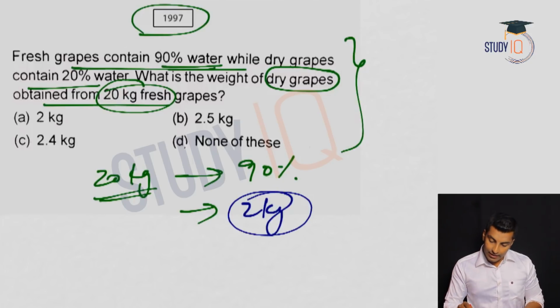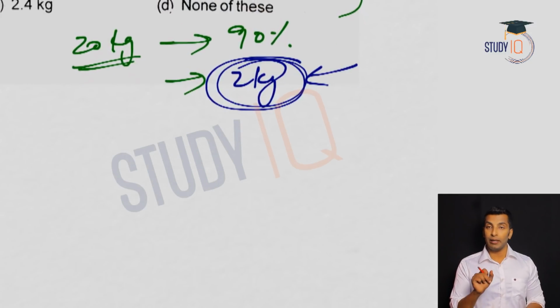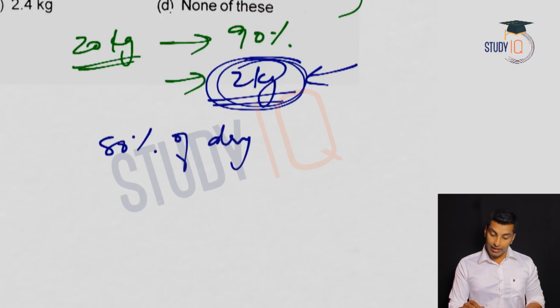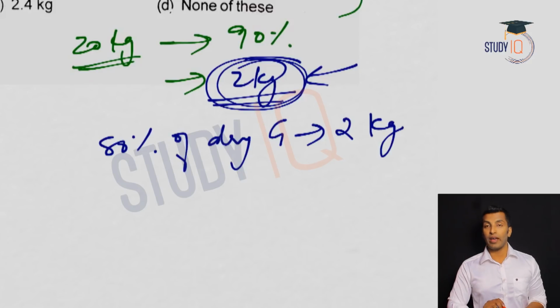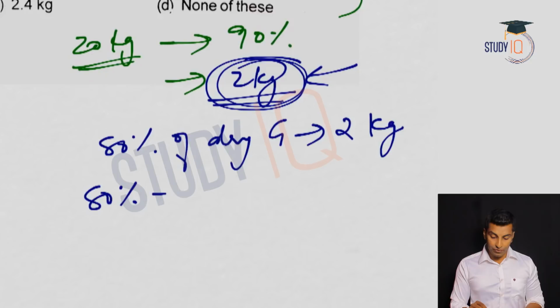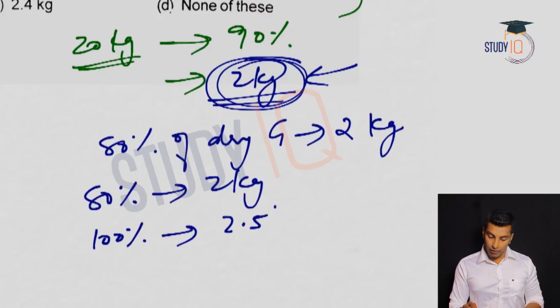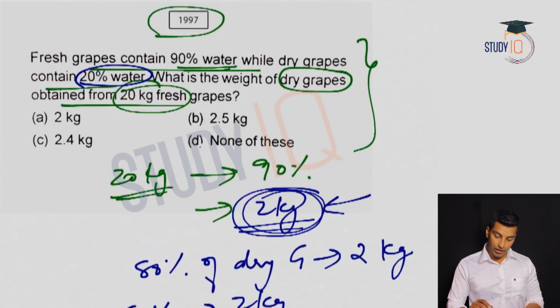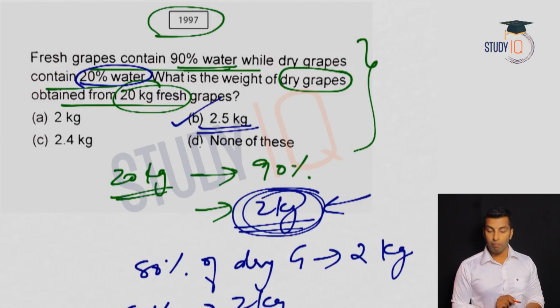Can I tell this as dry grape? No, obviously not, because dry grape should contain 20% water. So what is this 2 kg? 2 kg is actually 80% of the dry grape. So 80% of the dry grape is 2 kg. If 80% of something is 2 kg, then what is 100%? 100% will be 2.5 kg. That's how you need to solve this question. The answer for this question is B.